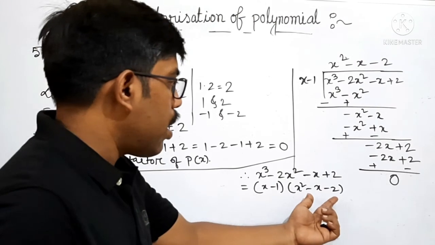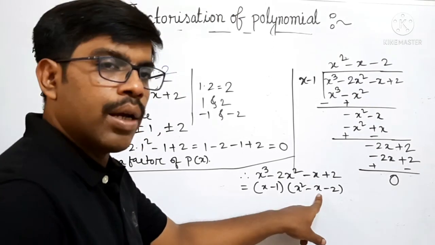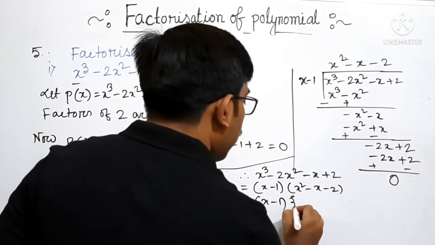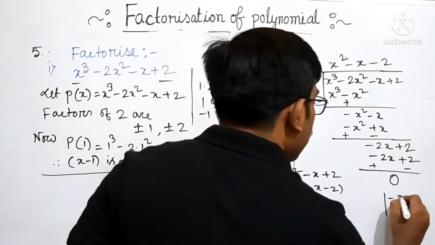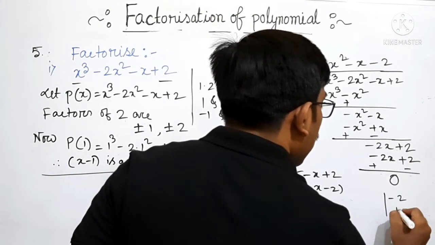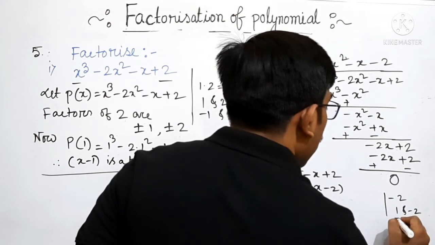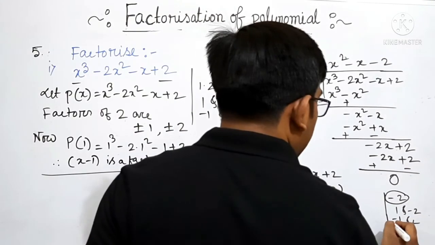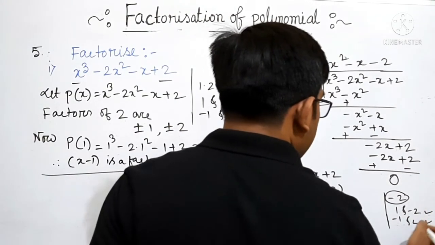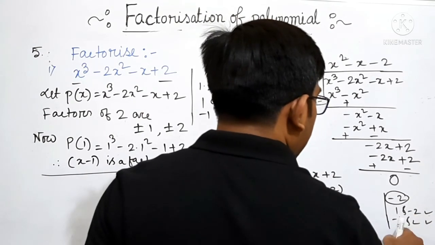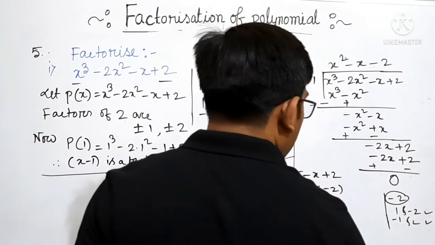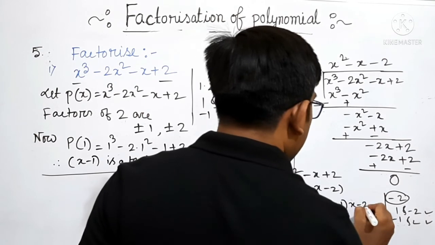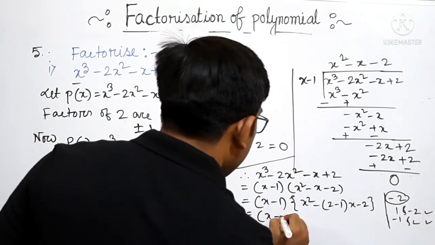Now in that polynomial we use splitting the middle term. So it will be x minus 1 and x square minus x minus 2. What will be the factors? 1 and minus 2, or minus 1 and 2. Here the sign is minus, so which pair will we take? 1 minus minus 2 is 3, and minus 2 plus 1 is minus 1. So we use here minus 2 and plus 1: x minus 2 and x plus 1.